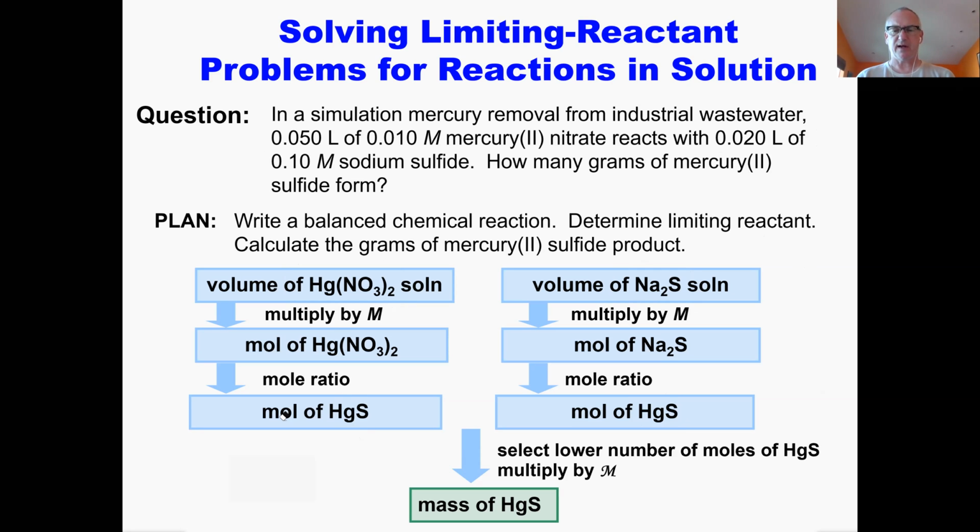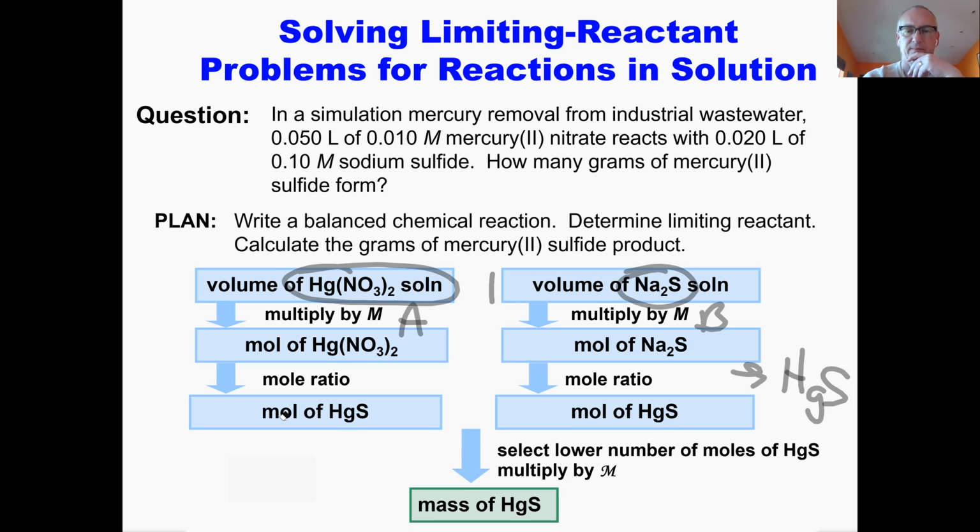So I have 2 reactants here. So I've got my mercury nitrate and I've got my sodium sulfide. Well, I almost made a mistake there. So what is going to be the ratio of those 2 things to make the product HgS? So if I add, this is my reactant A, my reactant B. I add them, so those are my 2 reactants. What's going to be the ratio between them?